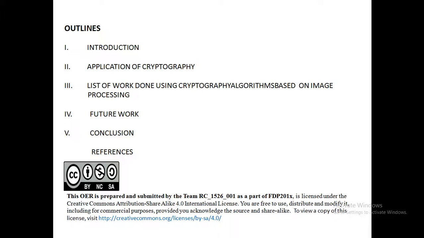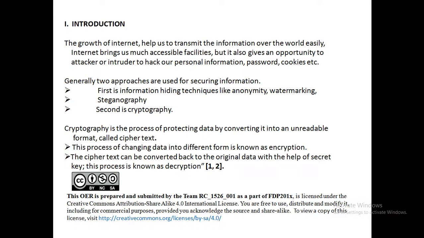Some outlines are there, that is introduction. First we will give the introduction of digital image processing and cryptography. Next is application, what is the application of cryptography. Next we have done a certain literature review, so we will give the list of reviews done in the area of cryptography and digital image processing. Next is what future work will be done. Next is conclusion, and lastly references.